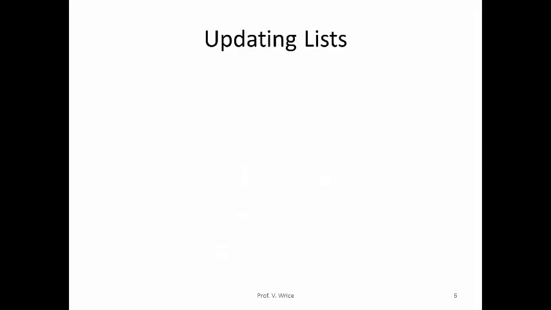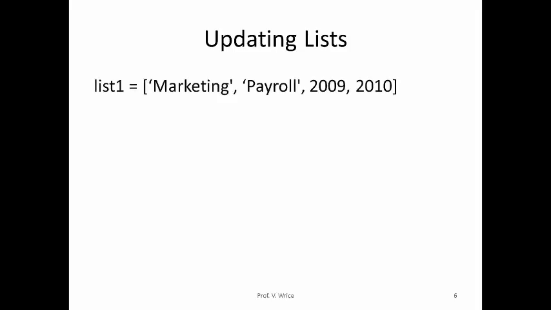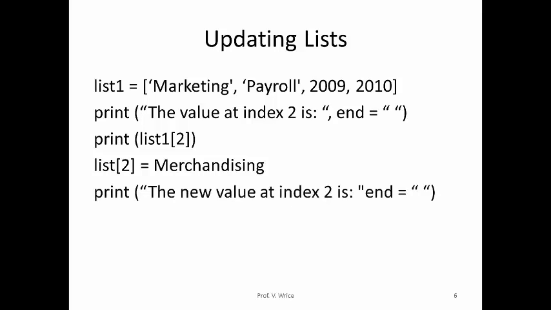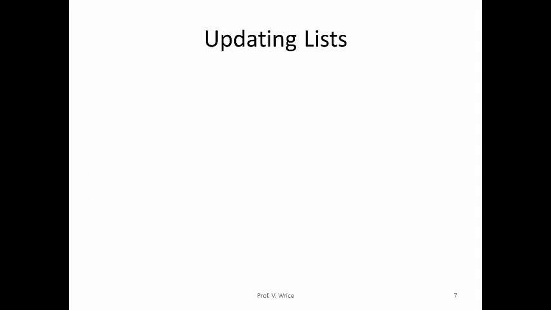You can update elements of lists by assigning a new value to the specific element, and you can add to elements in a list with the append method. In this example, element 2, which is payroll, is displayed and changed to merchandising. First, the list is identified, then element 2 is displayed. After that, element 2 is changed to merchandising. Then element 2 is redisplayed. The output from that code is displayed here.